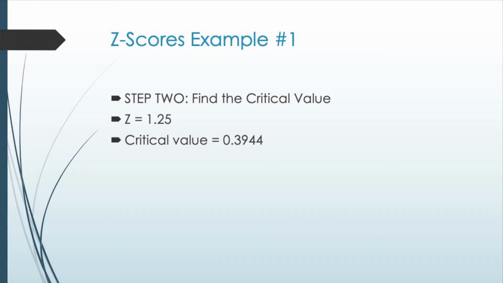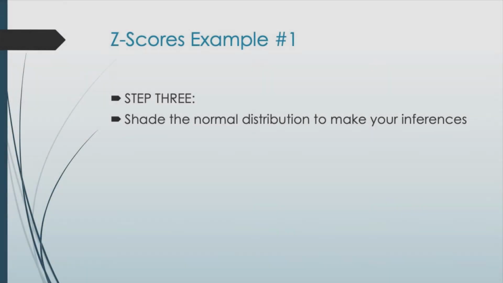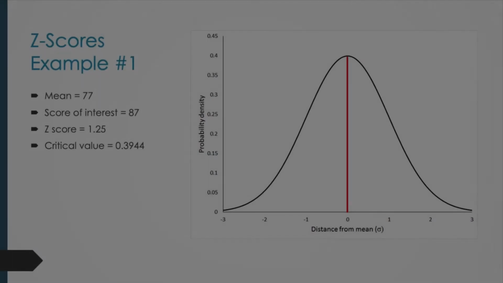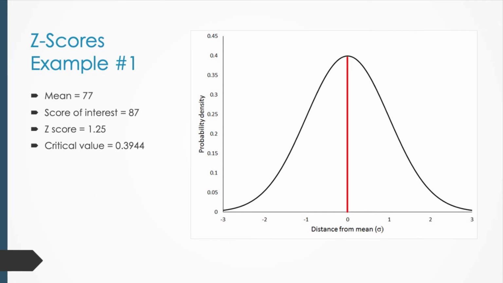So now we have our critical value, which is 0.3944. And remember, this is telling us the percentage of observations between the mean and our score of interest. So how do we make inferences about who scored higher than Rogue or who scored lower than Rogue? Well, for these type of examples, I think it's always best to shade the normal distribution between your points in order to make your inferences, just like we did in class last week with the standard deviation examples. So here's our normal distribution, and we're going to color this in to help make sense of our observations.